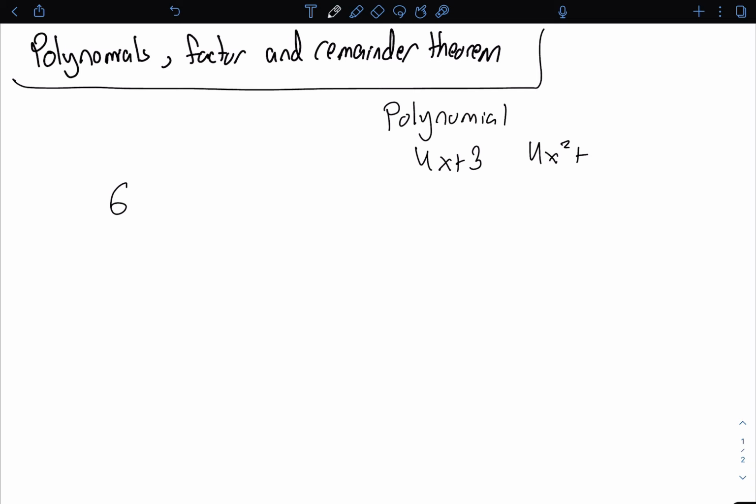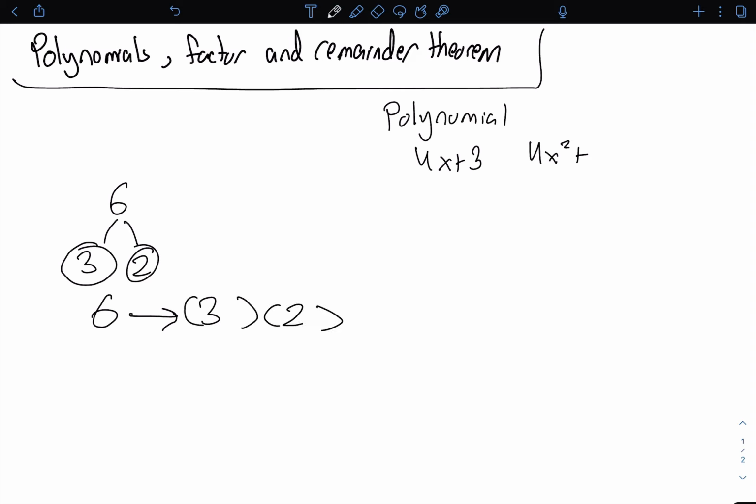Say we have 6. What two numbers do we need to multiply each other so that we get 6? 3 and 2, right? 3 is a factor of 6, and so is 2. So when you write 6 in terms of its factors, it will be 3 into 2. The factor and remainder theorem basically states that the polynomial has its factors. A polynomial can be split into its factors. Imagine this is the equation and imagine this as the factors of that equation. So 6, one factor is 3, the other factor is 2.